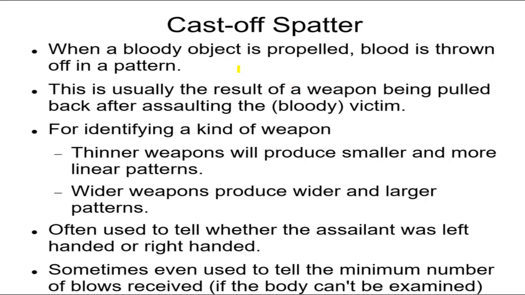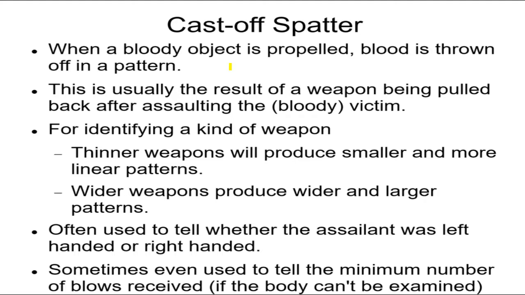There is also what they call cast-off spatter. That is when a baseball bat, something that hits, or even a fist, hits the victim and causes blood. When it's drawn back for a second blow, the blood is thrown back in a noticeable pattern. And this is very often used. It's actually noticeable. It's very different from impact spatter.